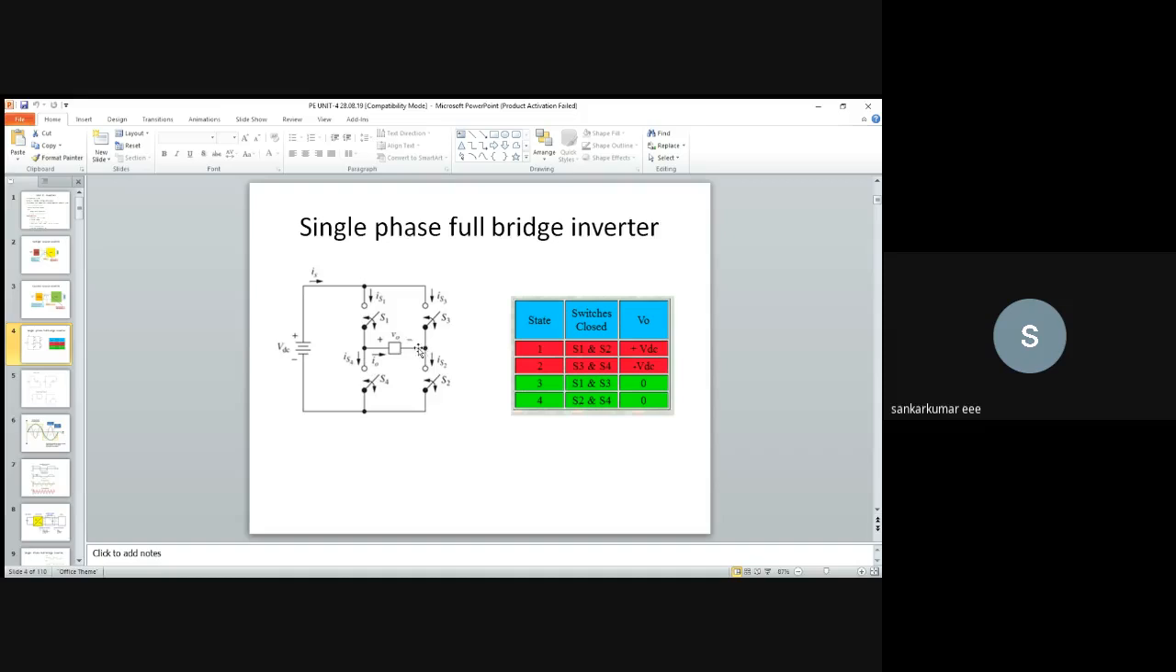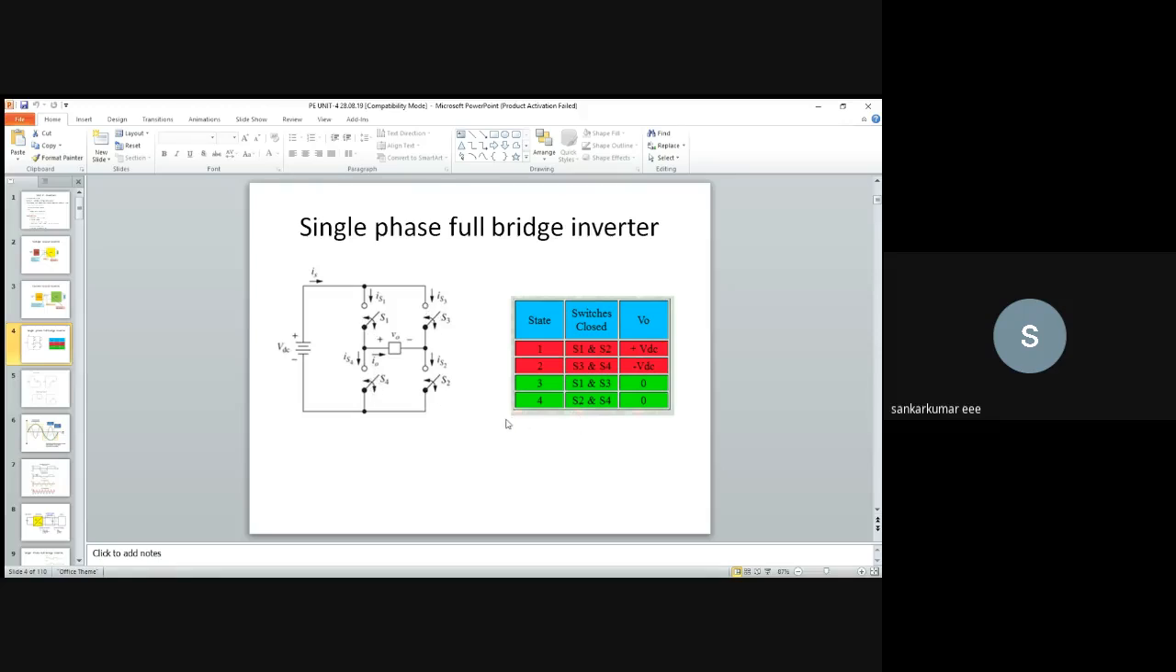So we will get the negative half cycle output. During the turning on of S3 and S4, we will get the negative half cycle. When S1 and S2 are turned on, we will get the positive half cycle. And these are the possible combinations. The diagonally opposite devices will conduct, so that will have one positive half cycle and another one negative half cycle.